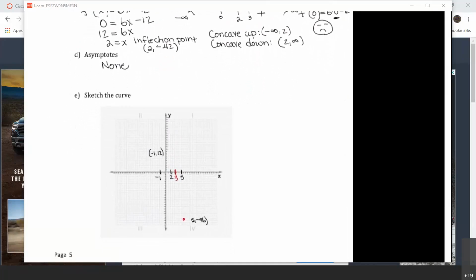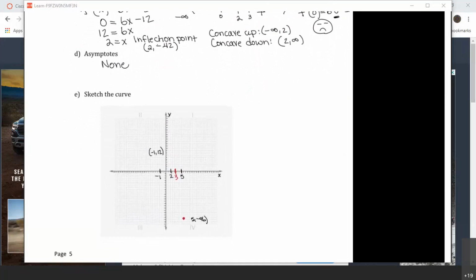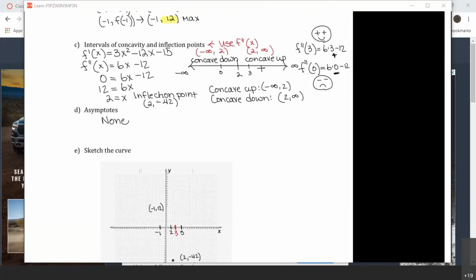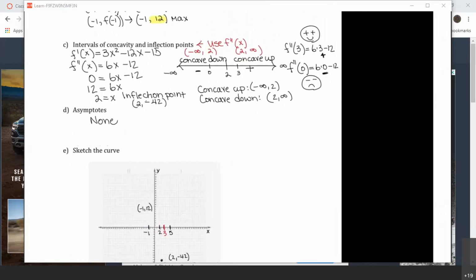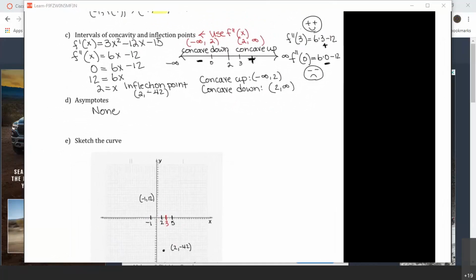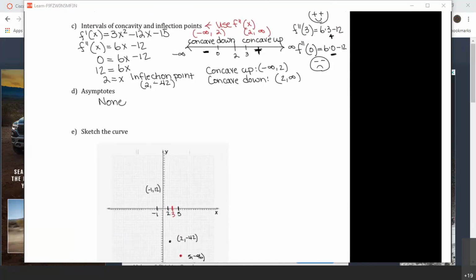Okay, so again, here is the point where the concavity switches. Okay, and again, the only thing that was backwards were where I had the plus and the minus. Okay, so negative when x is 0, positive when it's 3. Okay, so here's what it should look like. I just had the words up and down backwards.